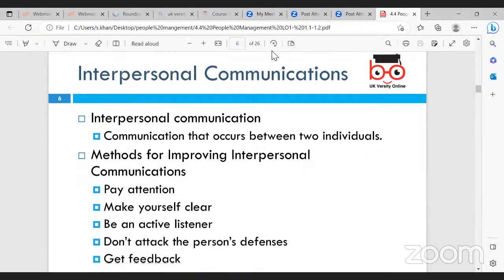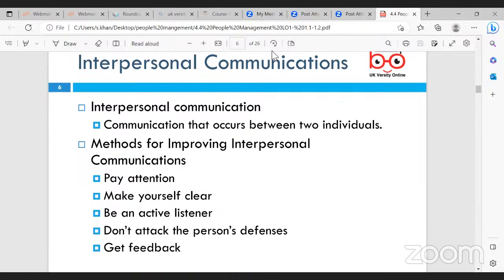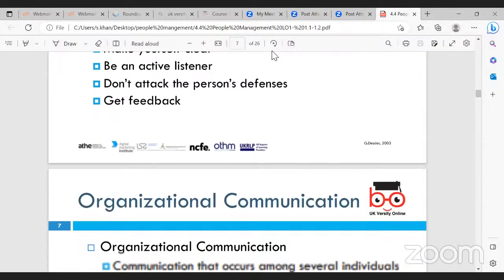Interpersonal communication, communication that occurs between two individuals. Methods for improving interpersonal communication: pay more attention. It's very important you pay attention to identifying any forms of communication because that shows that you are listening. Make yourself clear, so the person understands what you are saying. Be an active listener, because it's important to listen before you ask any questions, and don't attack the person's defenses, and also get feedback. Feedback is really important as well to identify what's going on.